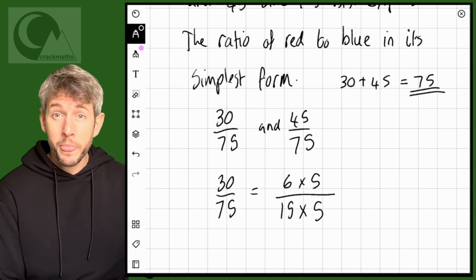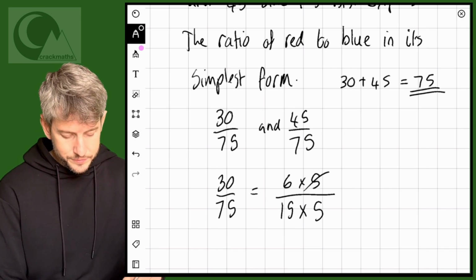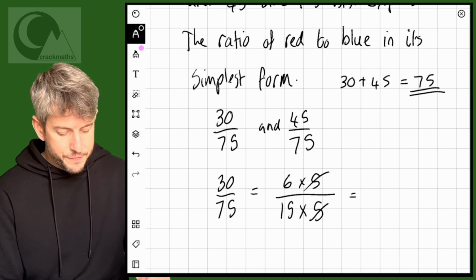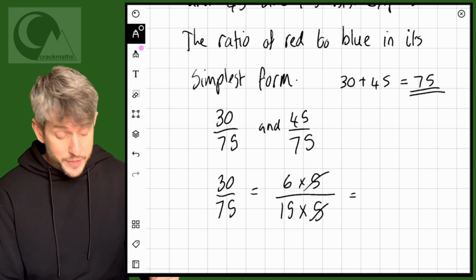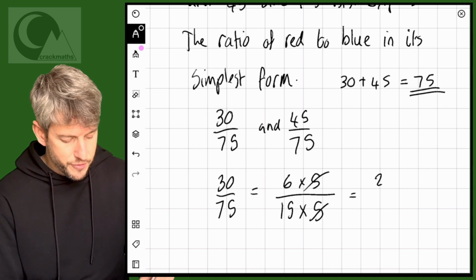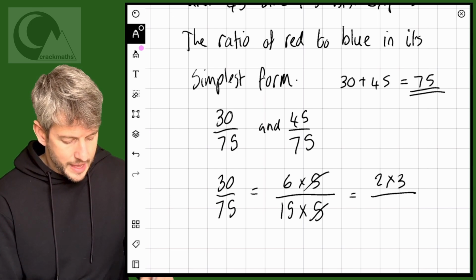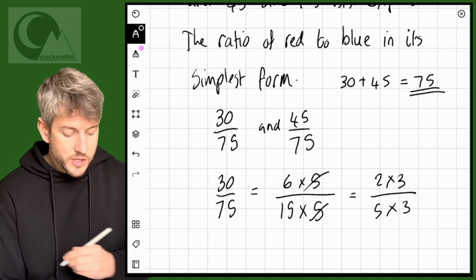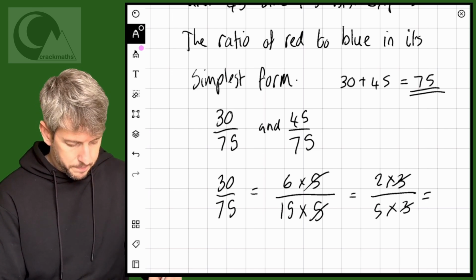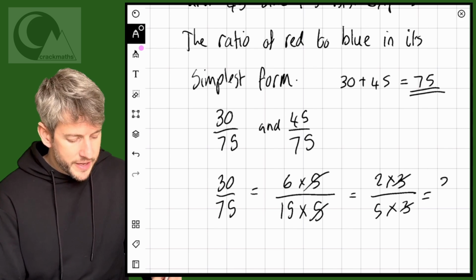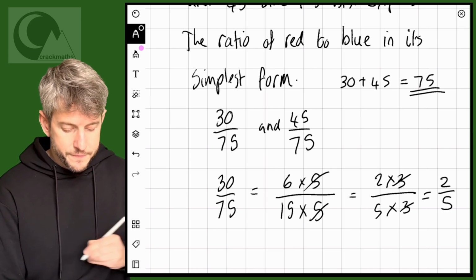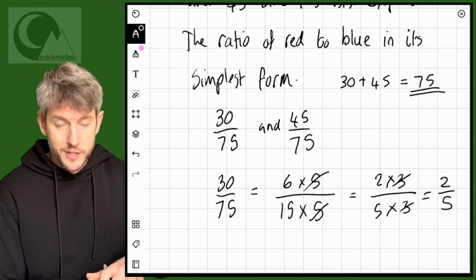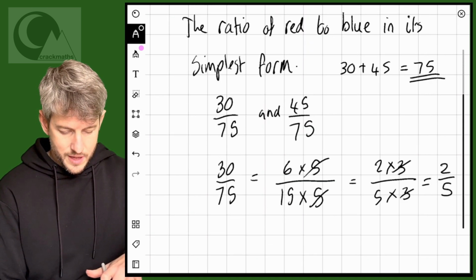Let's now cancel what we can. So the 5s can go. And so then we're left with 6 out of 15. Now 6 can be 2 times 3, and 15 can be 5 times 3. So we can cancel out the 3's. And this can then be written as 2/5. So we now know that 2/5 of the t-shirts are in fact red.